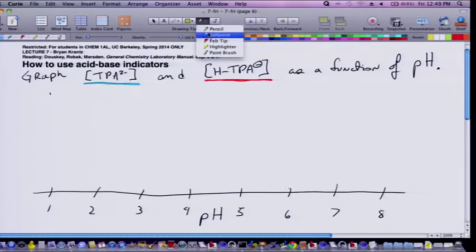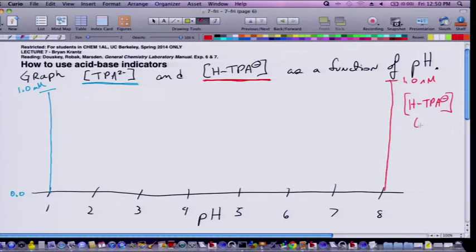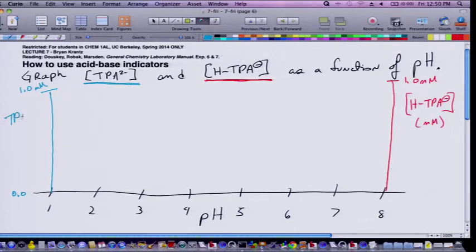Then let's give this a double Y. This is a fun graph here. We're going to say the total amount of TPA2 minus and HTPA minus is 1 millimolar. So you can't have any more than 1 millimolar of either species at either extreme of this particular plot. So 1.0 millimolar. This is the HTPA minus concentration in units of millimolar, and this is the concentration of TPA2 minus, again in the same units of millimolar.